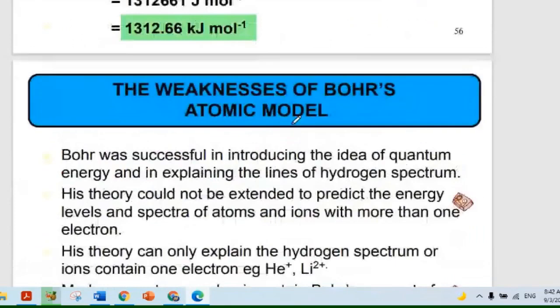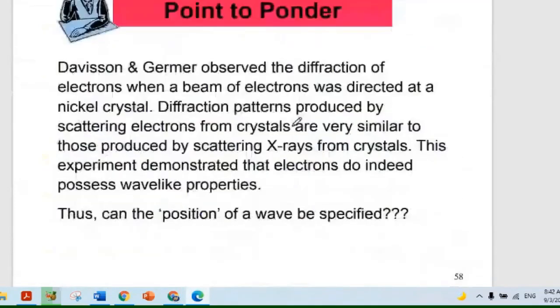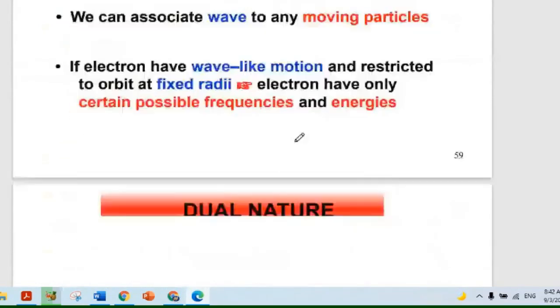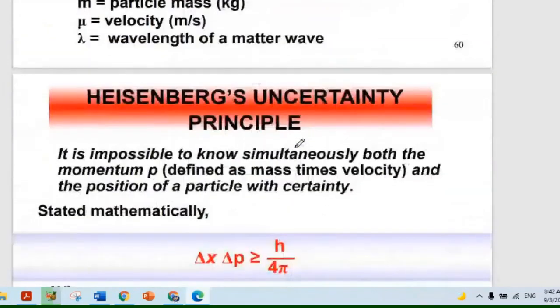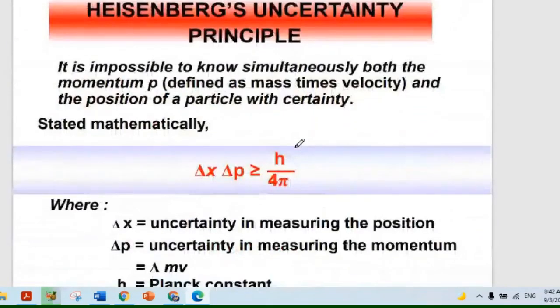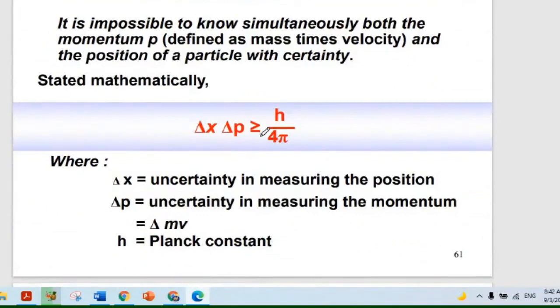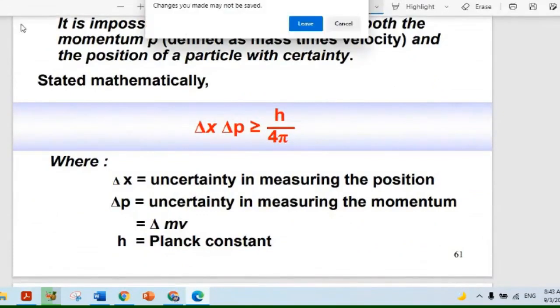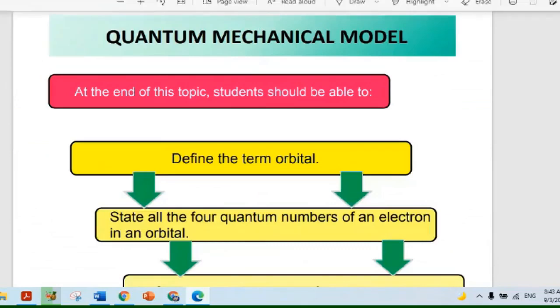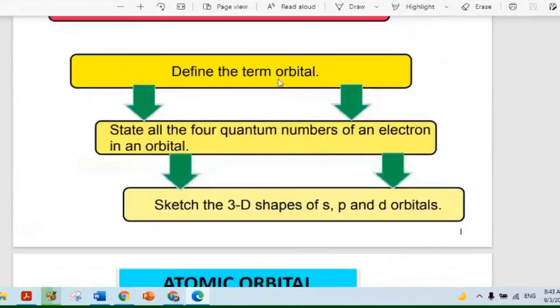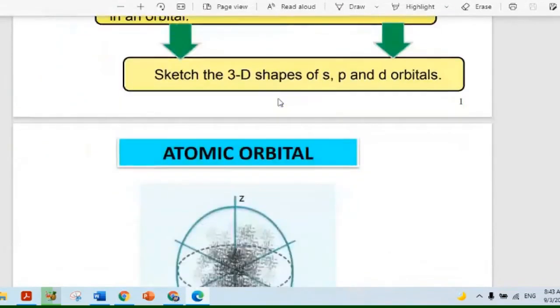Last is about the weakness of the atomic model, and then you must know about the de Broglie postulate and, for example, the uncertainty principle. So this is 2.1. Any question about 2.1? No, clear. Okay. 2.2 is about orbital, quantum number, and the shape.